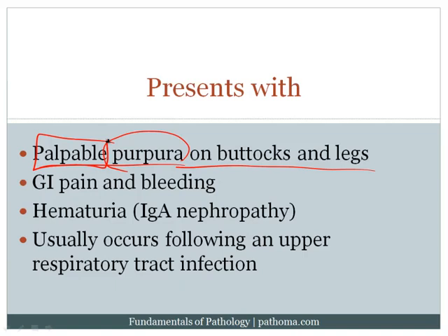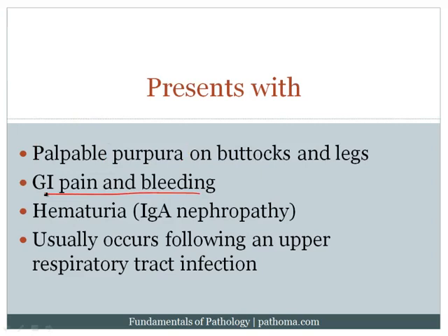So the patients get palpable purpura, and that word palpable is very important, on the buttocks and the legs. They can also get involvement of the abdominal tract, resulting in GI pain and bleeding. They can get involvement of the kidney, which results in hematuria. The involvement of the kidney is very high yield. It basically is due to something called IgA nephropathy, which is a disorder in which you get deposition of IgA within the mesangium, which then results in glomerular bleeding.